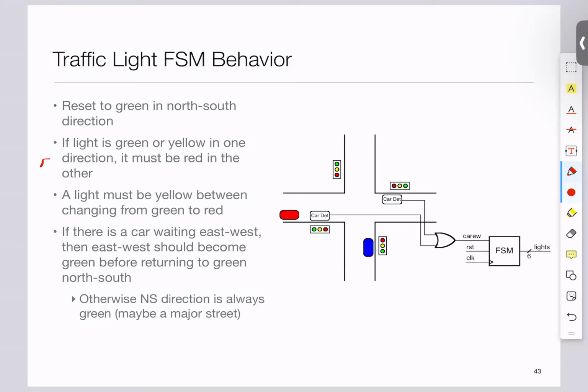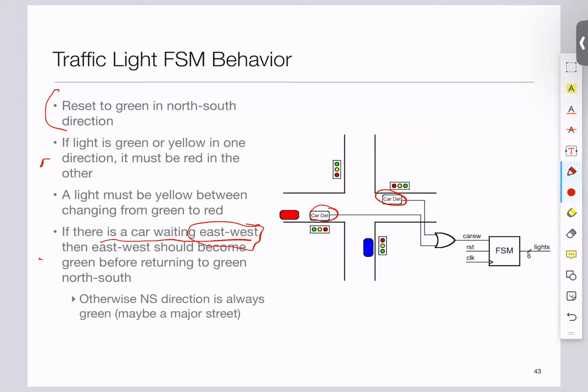Okay. Then it says, and remember here we said it's green in the north-south by default when it starts out. And it says, if there is a car waiting in east-west, then east-west should become green, and then it should become yellow, and then go back to red, and north-south should become green. So it's saying if there is a car waiting on the east-west, and to do that, we have a sensor.